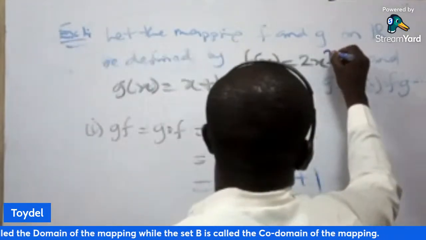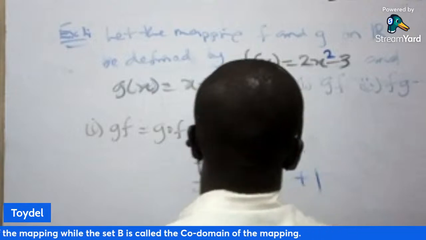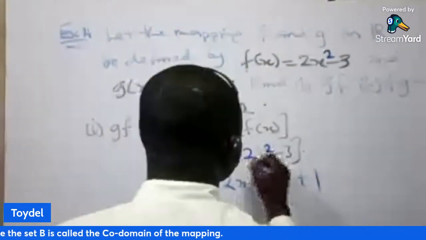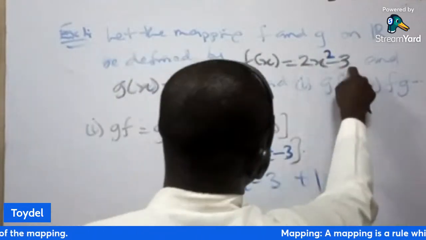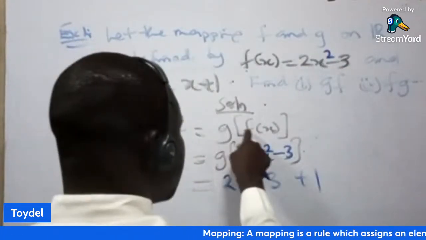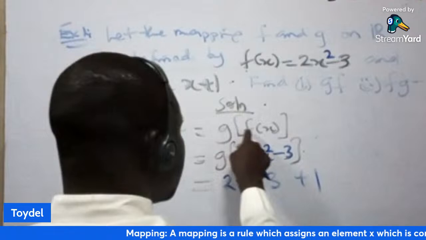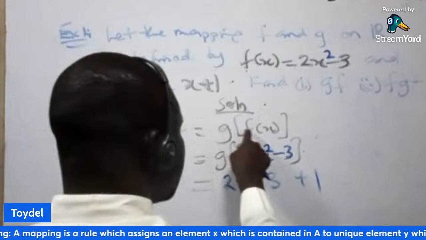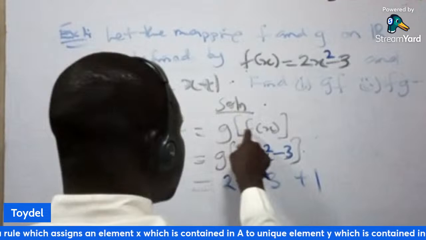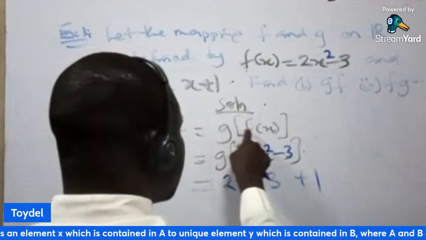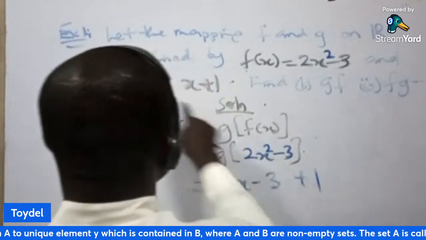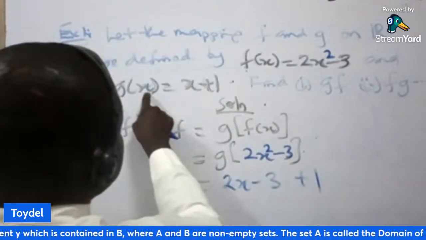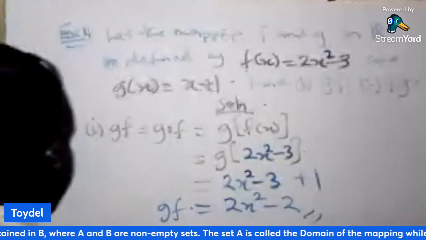2x squared. That's what we have. So in this case now, we are going to have this to be 2x squared minus 3. So f of x is defined as 2x squared minus 3. So g of f of x, just write out f of x. Then what is g of x? G of x is x plus 1 that we are looking for. Then that's Roman figure 1.